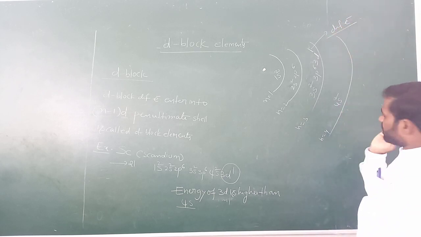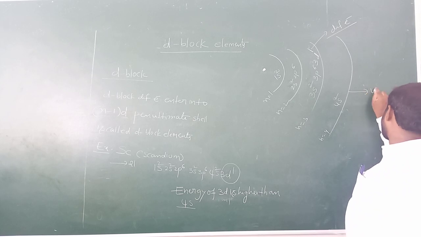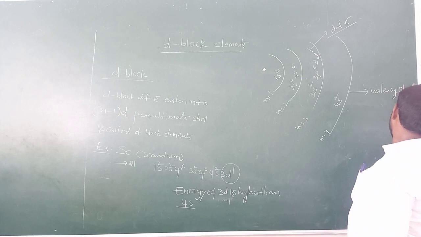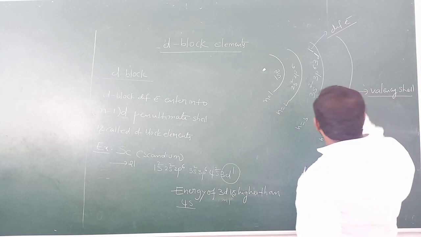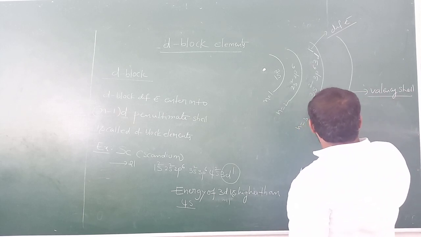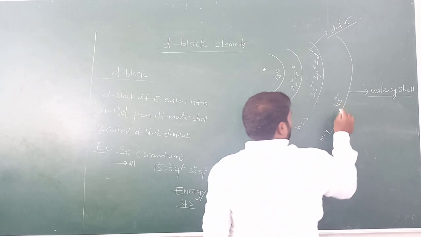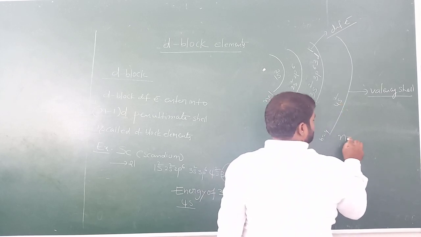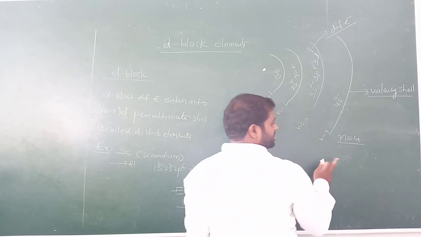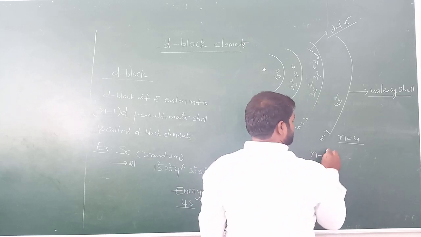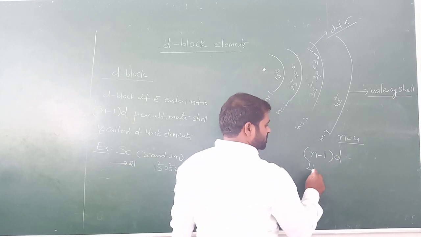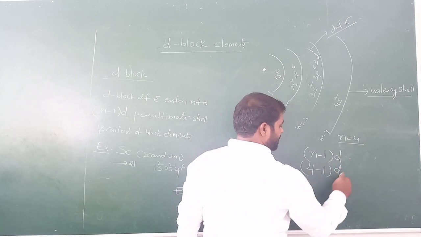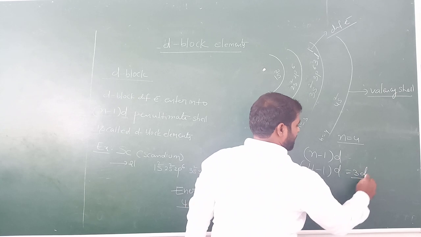This is the last orbit, you know. This is called the valency orbit, valency shell or outermost shell. Okay. So now before this, let's see. What about the value of n? N equals 4. Am I right? N equals 4. Now n minus 1 into d means keep the value of n equal to 4 here. 4 minus 1 into d. That is equal to how much? 3d or not? 3d.